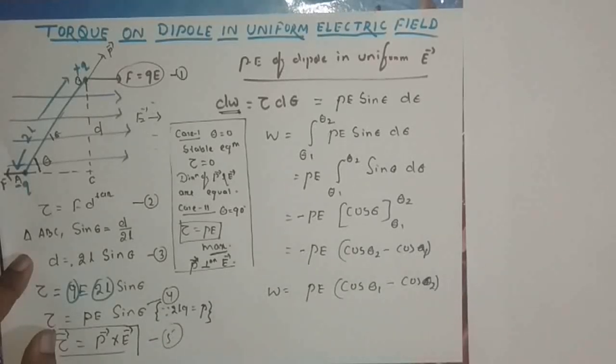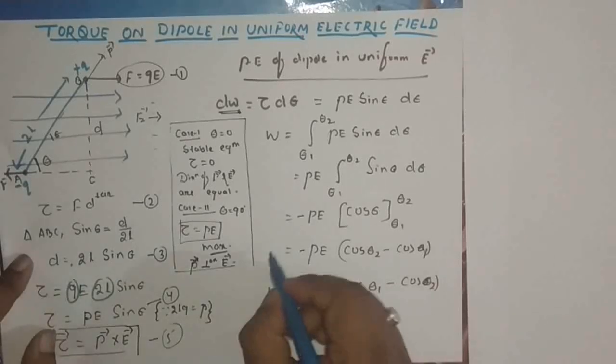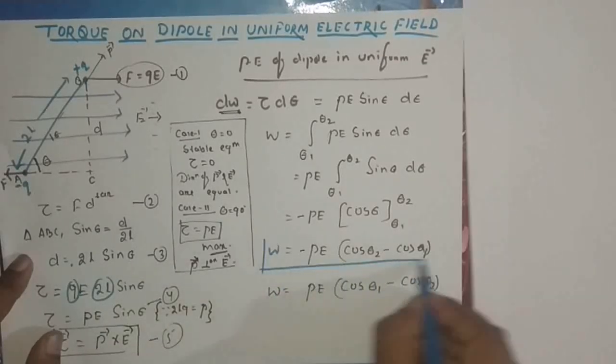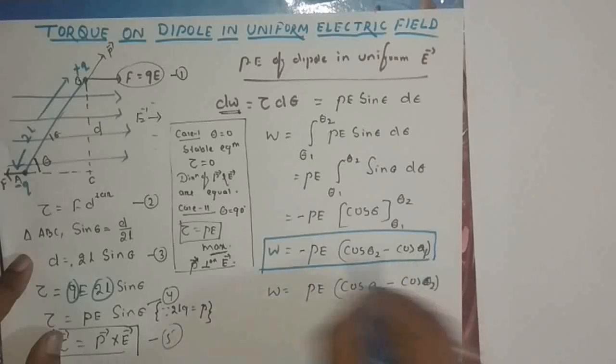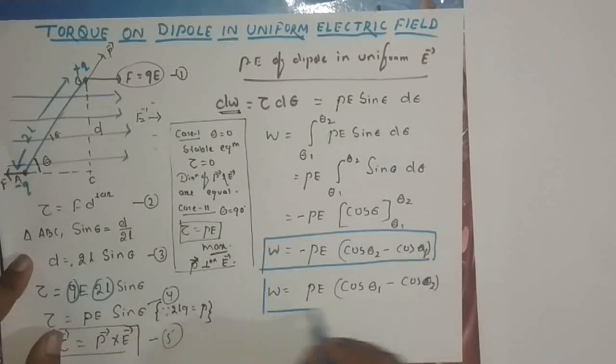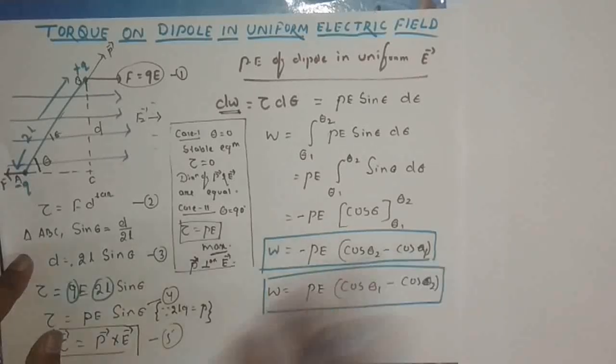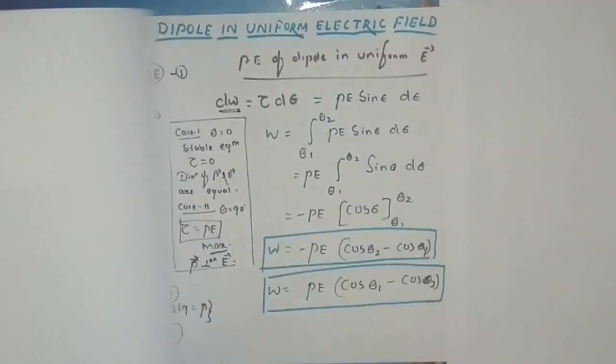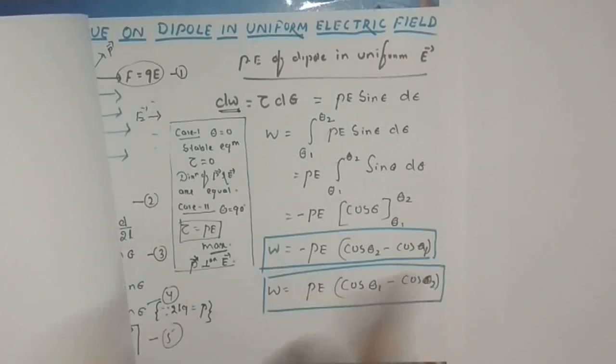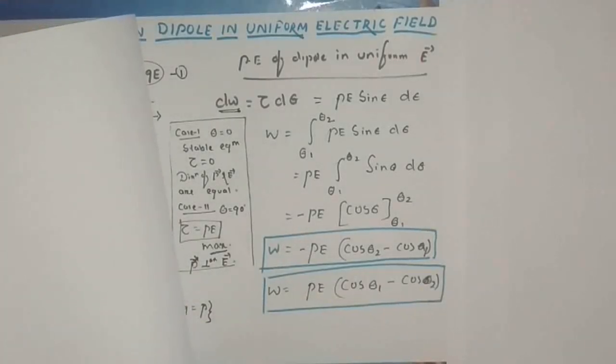Any one of the formulas you have to remember. No problem. If you are taking final to initial, it will become minus. If you are taking initial to final, it will become plus. Now, some special cases are there. Let's go for those cases. What formula did we get? PE (cos theta 1 minus cos theta 2).